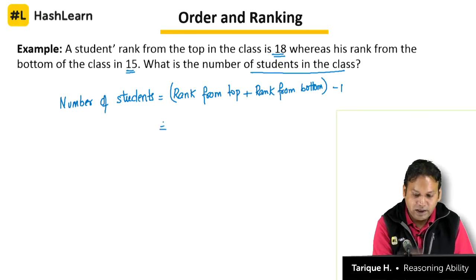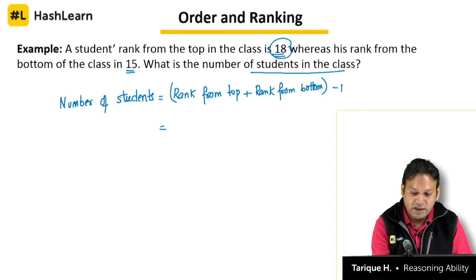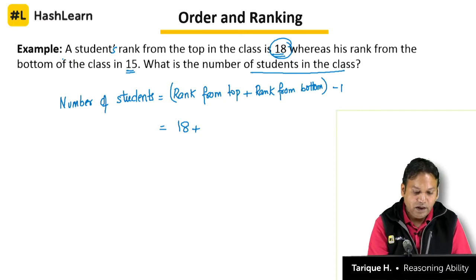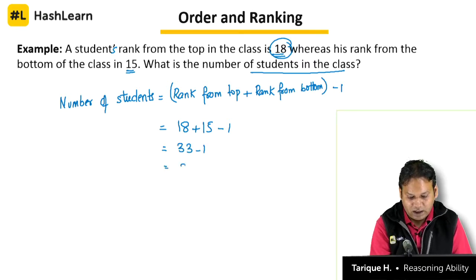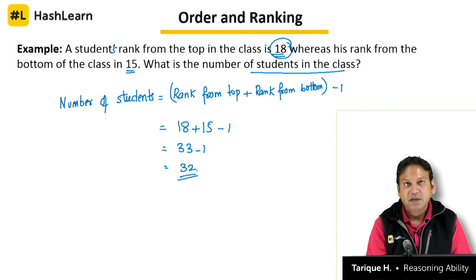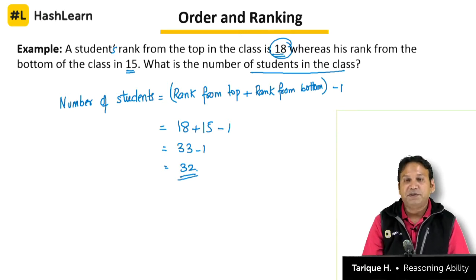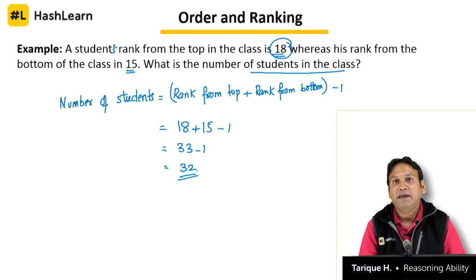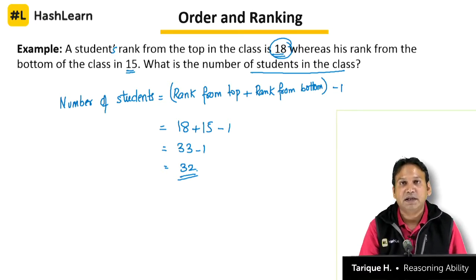So here in this case, the rank from top is 18, and for the same person, a student, the rank from the bottom is 15. So 18 plus 15 minus 1, that is 33 minus 1, and the answer will become 32. So what is the number of students in the class? The answer is 32.